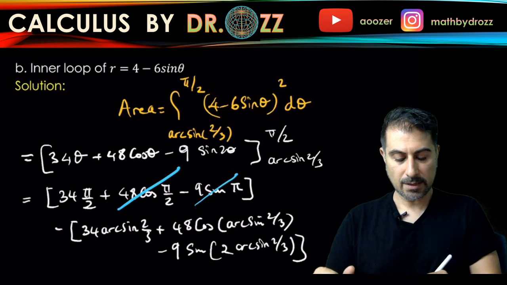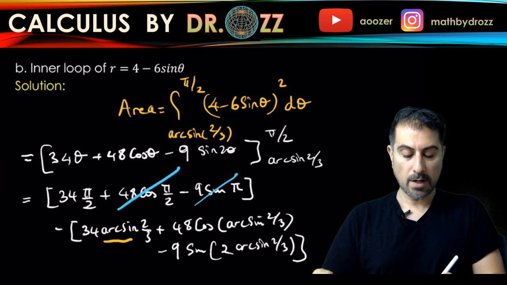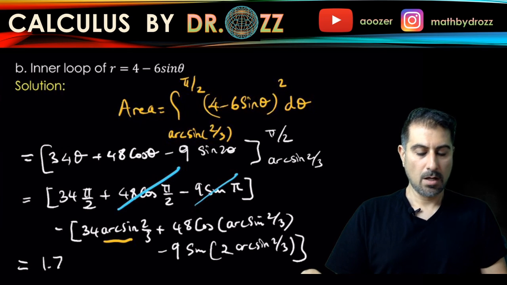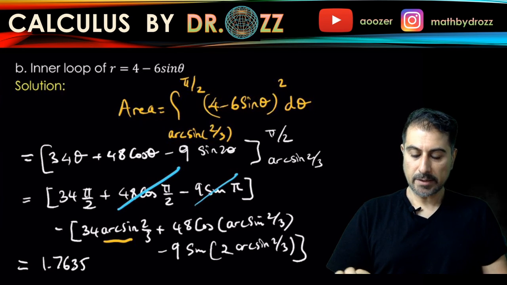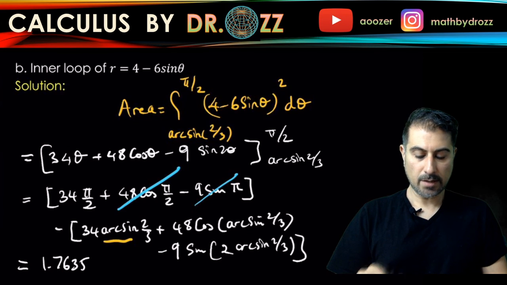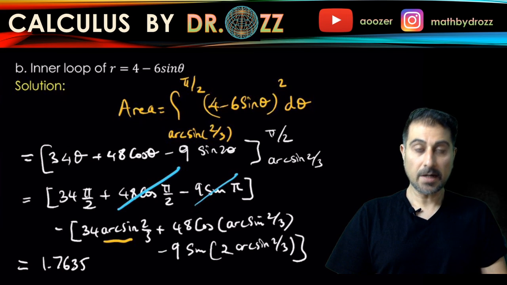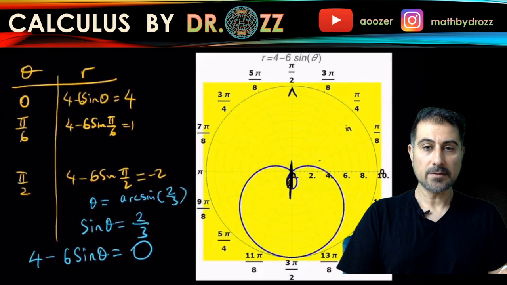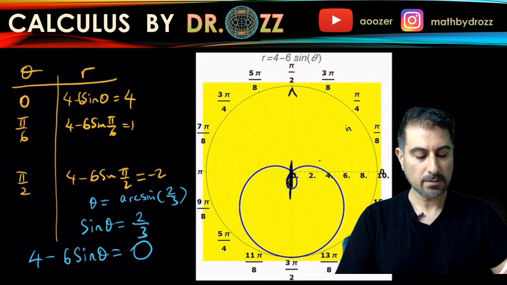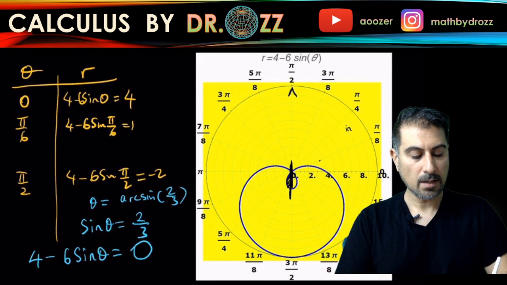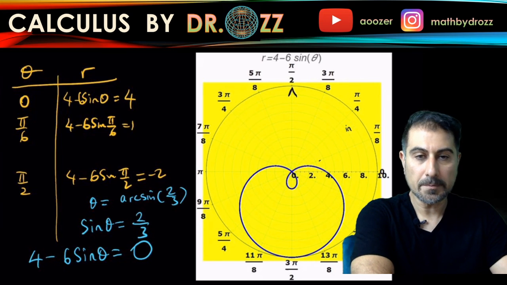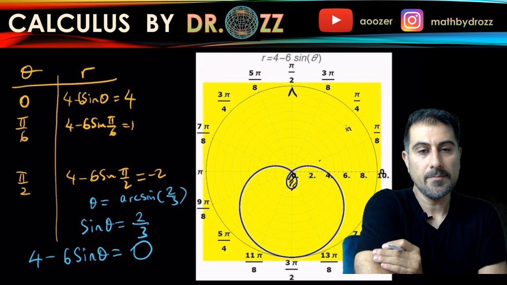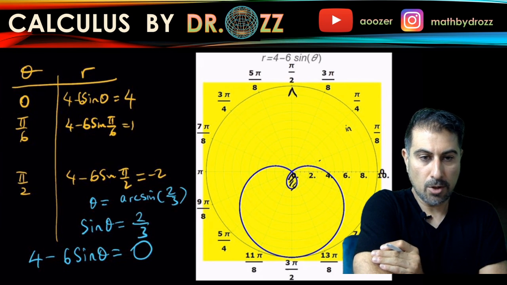And you should get approximately 1.7635. So this is you using your calculator and getting this area to be 1.7635. Going back to the original problem and the graph, you see that I have this area of the inner loop calculated correctly as 1.7635.